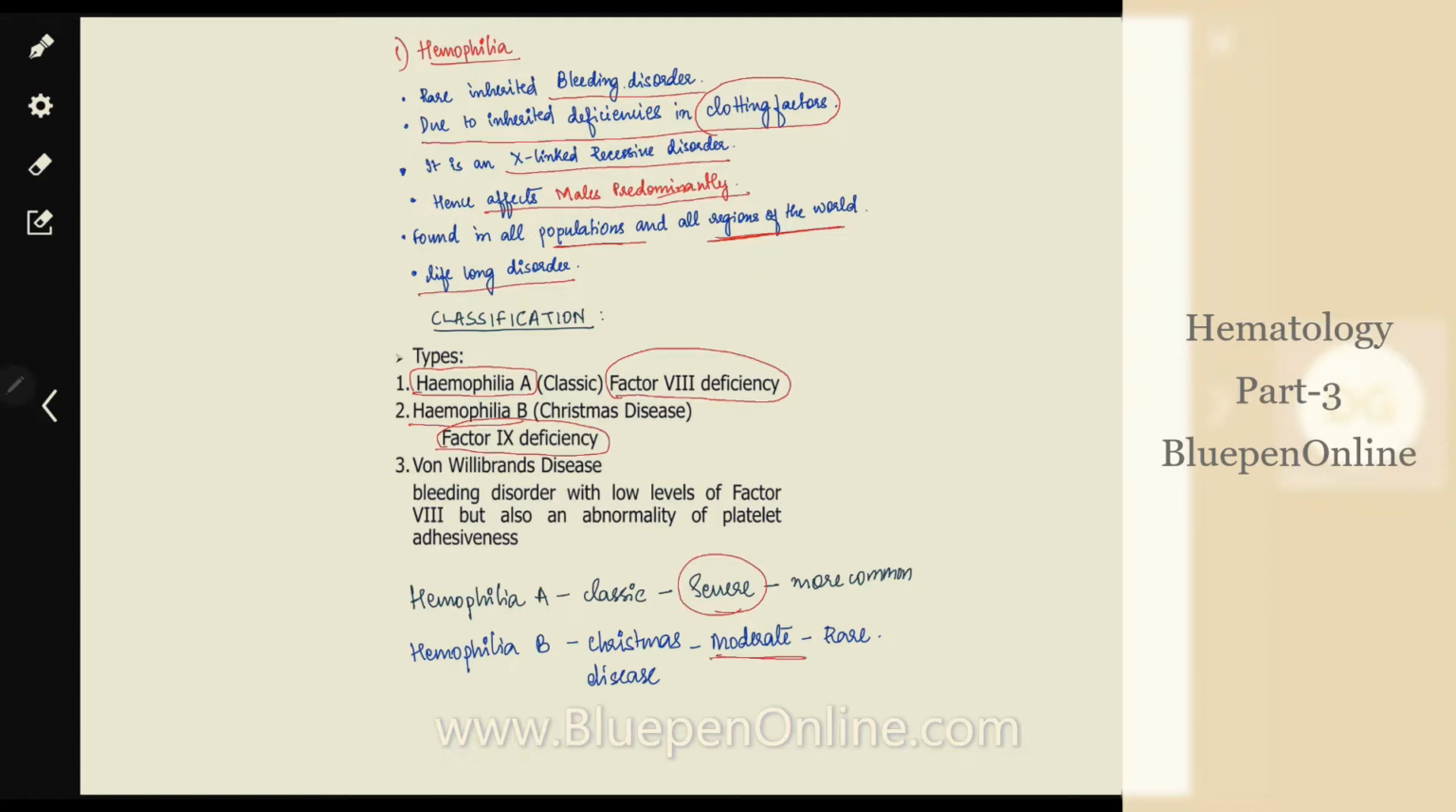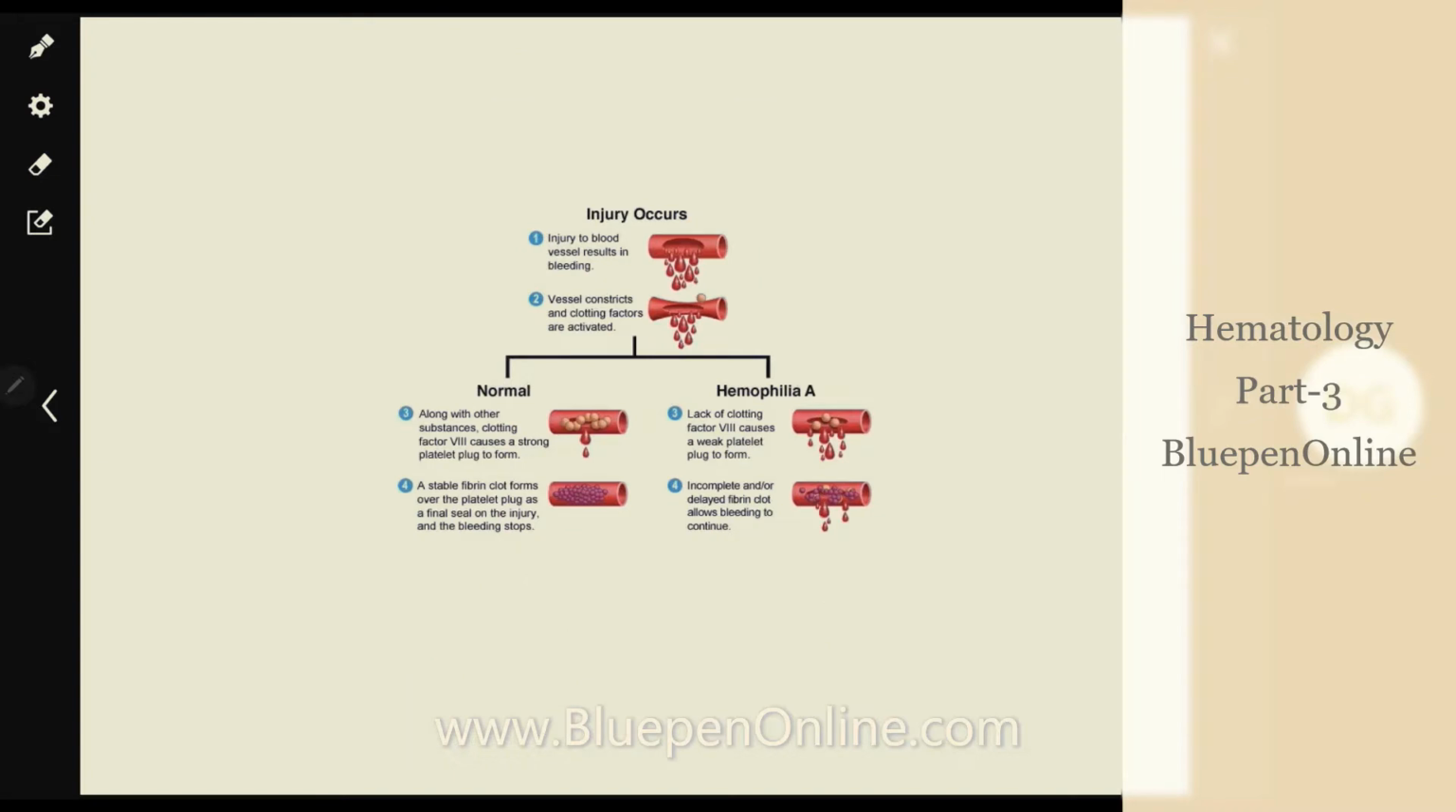It is moderate. The third type is von Willebrand's disease, which is a bleeding disorder with low levels of factor 8, but also an abnormality of platelet adhesiveness. Today we shall concentrate on Hemophilia A and B, of which Hemophilia A is more common. What happens in Hemophilia A?